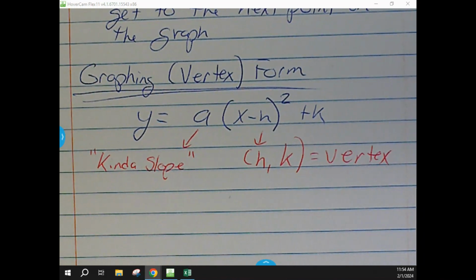Okay, so again, as far as all the numbers and everything we're doing, it's all the exact same thing. The a value is still kind of like the slope. The h and the k, that's still how we find the vertex. If it's at the bottom of the graph, it's still a minimum. If it's at the top of the graph, it's still a maximum. The only thing different is that when we graph it, instead of it being a V shape, it's got to be a U shape as you go through those.